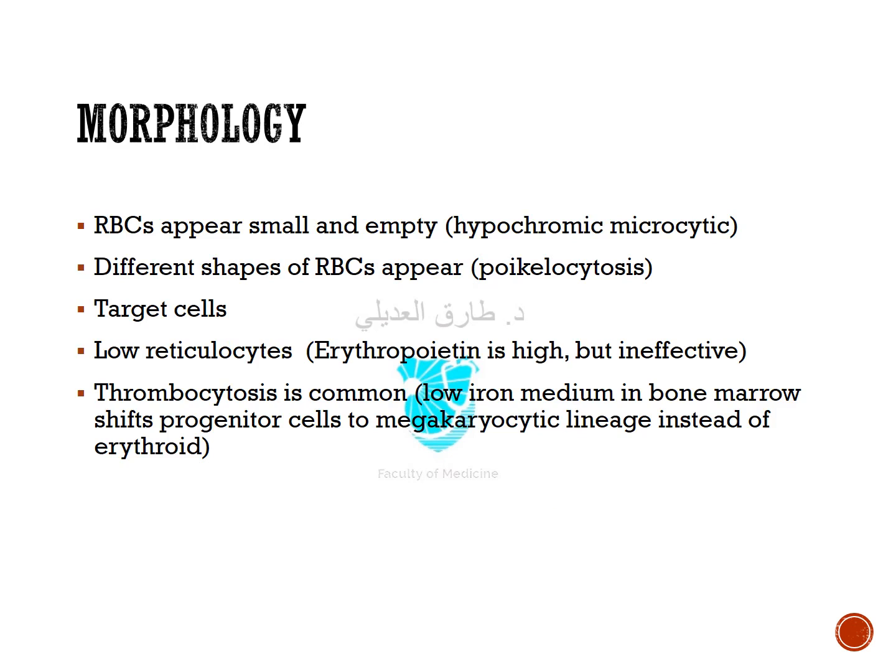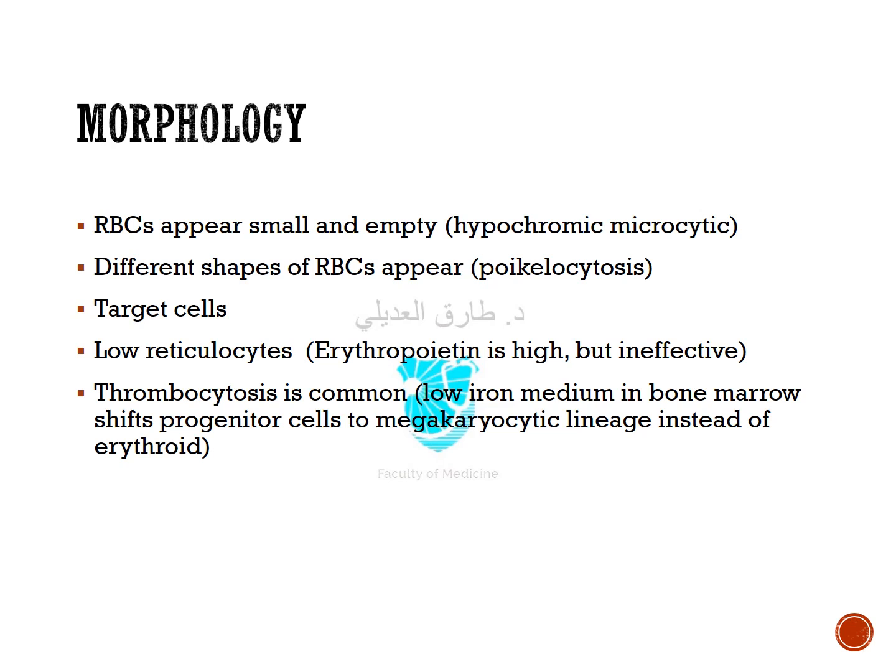Morphology of iron deficiency anemia. The RBCs appear small and emptier than the normal. We describe this as hypochromic and microcytic. Remember, hypochromic means the central pallor is more than one third of the full diameter. Microcytic means it is smaller than the normal RBC, less than 7 micron.